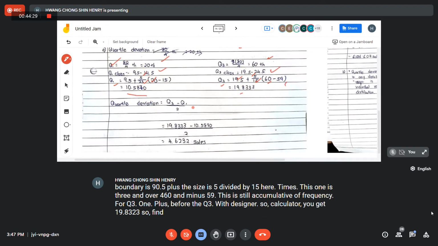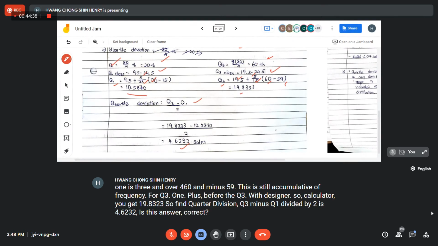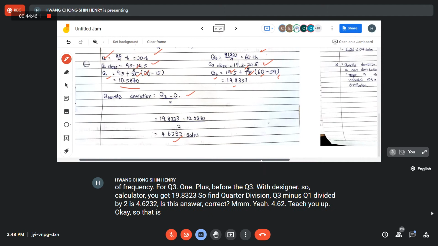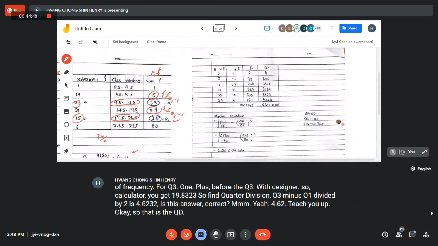So find quartile deviation, Q3 minus Q1 divided by 2 is 4.6232. Is this answer correct? Yeah, 4.62. Okay, so that is the QD. And how about to find the SD?